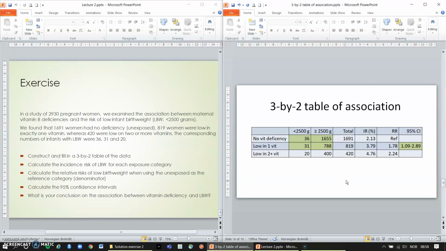To estimate the 95% confidence interval for the relative risk of low birth weight in those who were low in 2 or more vitamins, we will use the numbers highlighted in yellow. In doing this, we estimate that the 95% confidence interval is from 1.28 to 3.90. Again, because the confidence interval does not overlap 1, it is likely that the deficiency in 2 or more vitamins can increase the risk of low birth weight.